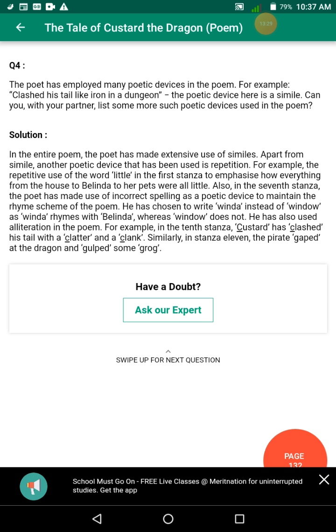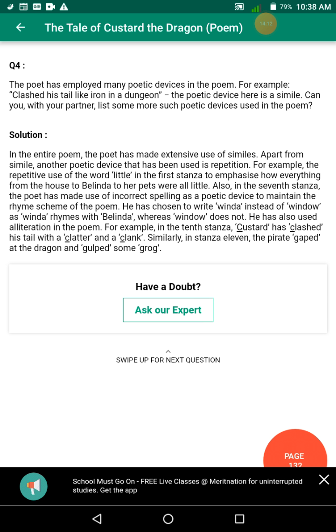He has also used alliteration in the poem. For example, in the 10th stanza, Custard has clashed his tail, clatter, clank. Similarly, in the 7th stanza, Pirate gaped and the dragon gulped some grog. Look at the words used: gaped, gulped, grog. Now let us start one by one.